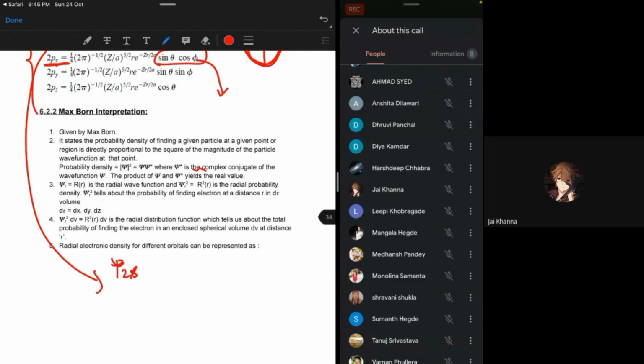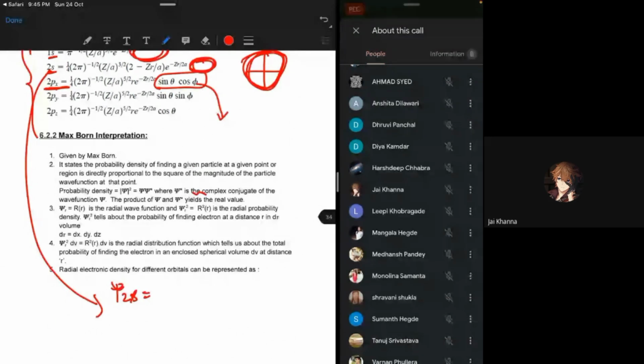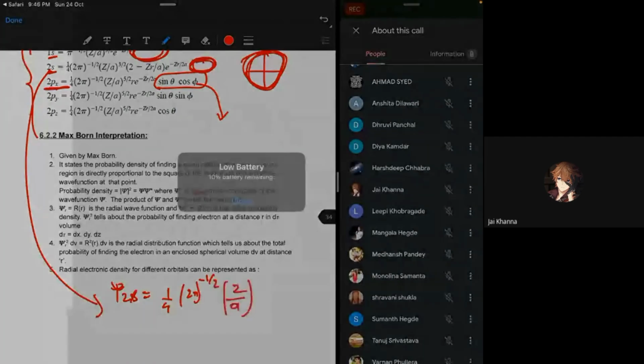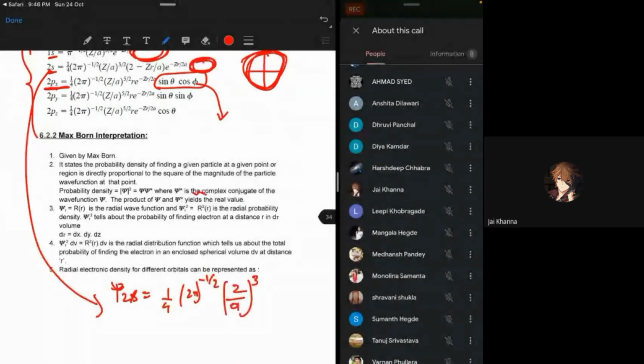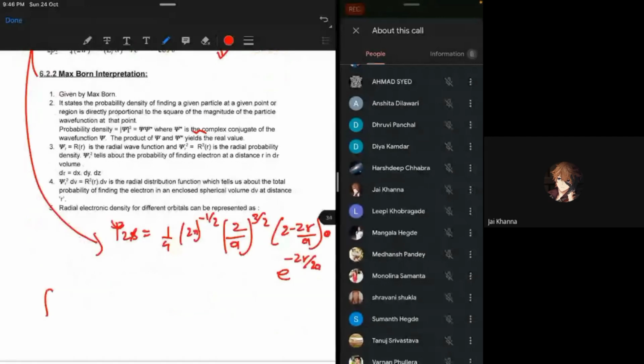Psi 2s is 1 by 4 root 2 pi, power minus 1 by 2, z by a, power 3 by 2, into 2 minus z r upon a, into e power minus z r upon 2a. Find r at which there is a node.